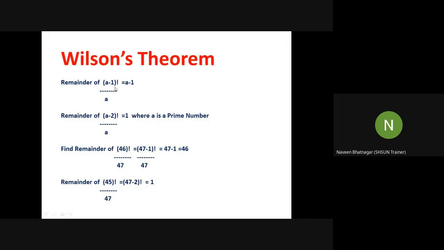Even if you don't remember the result, you can still keep this thing in mind. If the number by which you are dividing is a prime number and the factorial number is 1 less than it, the answer will be that number itself, see here 46. And if it is 2 less than it, the answer will be 1. You can remember like this.